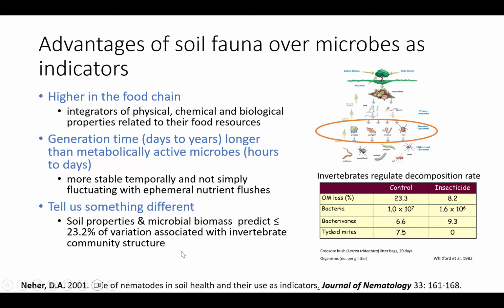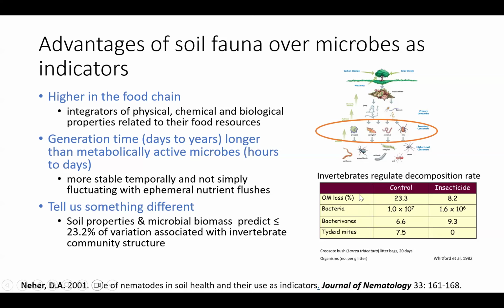And through some research I've done, I noted that soil properties and microbial biomass really only predict about 23% of the variation associated with the invertebrate communities, these microscopic soil fauna. So they're indeed telling us something very different or complementary to microbial measures. Just to illustrate what I mean by different is this little table on the lower right-hand side. Very simple experiment. These happen to be with bacteria, bacterial feeding nematodes, and then mites, Tydeid mites.